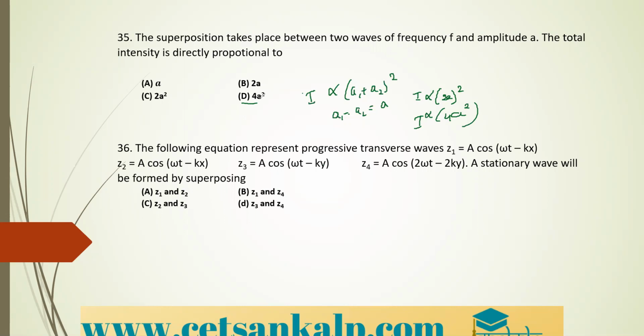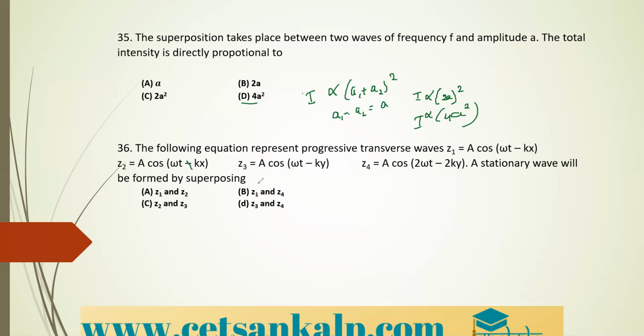Next question. The following equations represent progressive transverse waves. Z1 is equal to A cos omega t minus kx. Z2 is equal to A cos omega t plus kx. Here it is plus kx.